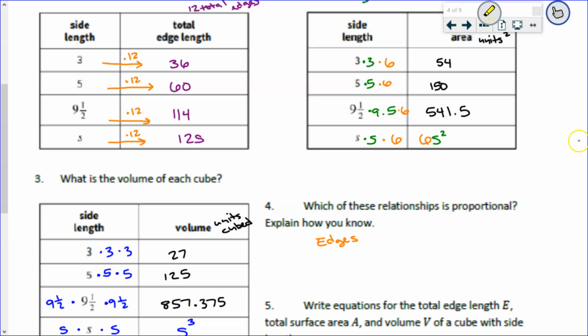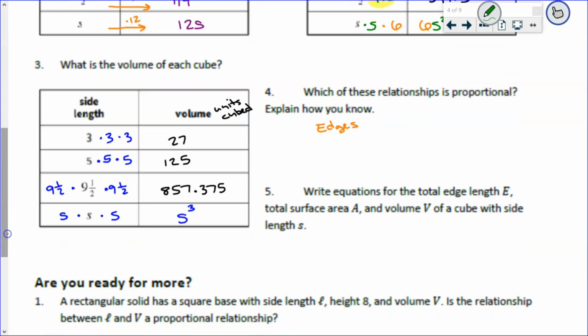And since these are all different, we multiplied it by 3 and then 6. We multiplied it by 5 and then 6. We multiplied it by 9.5 and then 6. So we are seeing something that is not proportional here. And here, again, it is not proportional because here I multiplied the 3 by 3 times 3, which is different than here where I multiplied it by 5 times 5, which is different than here when I multiplied it by 9.5 times 9.5, and so those numbers are changing. So the only one that is proportional is just the edges.